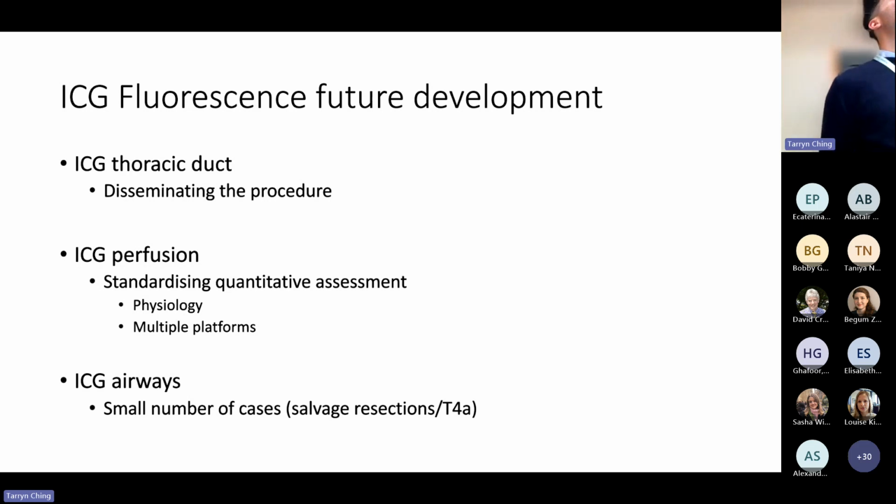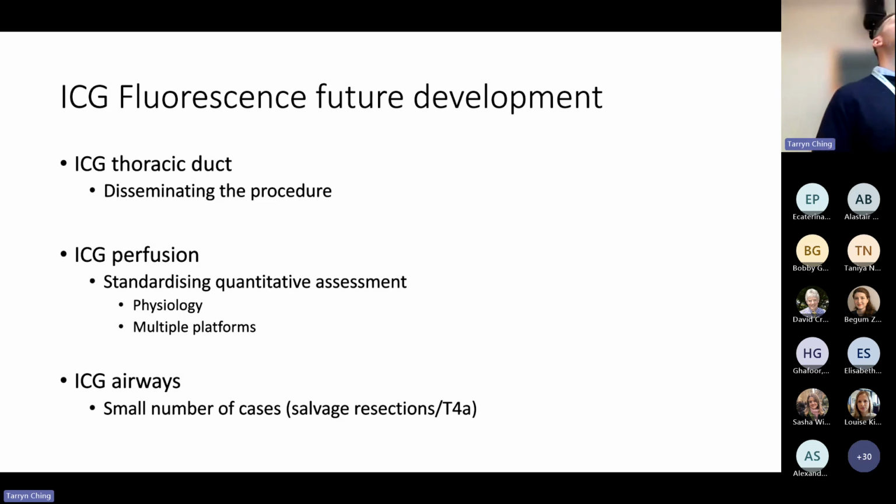The physiology of the patients will play an important part. For example, if you give ICG with a systolic blood pressure of 80, expect a very poor perfusion. So you have to standardize also the physiology with anesthetists. Another problem comes from the fact that multiple platforms, Storz, Stryker, Intuitive, they all have developed this technology, and they will not use the same standards.